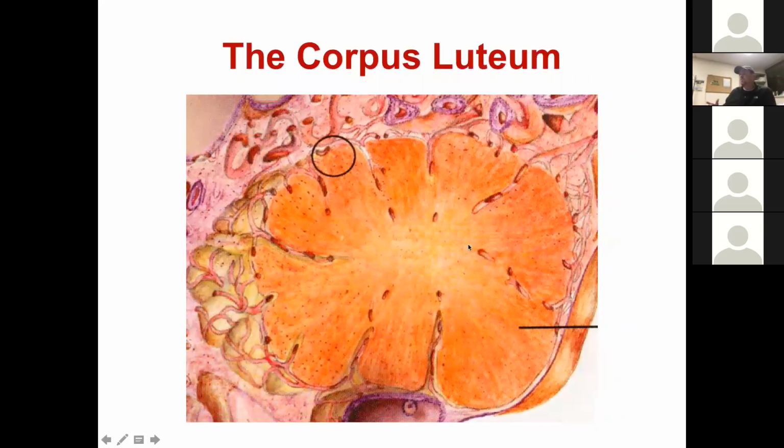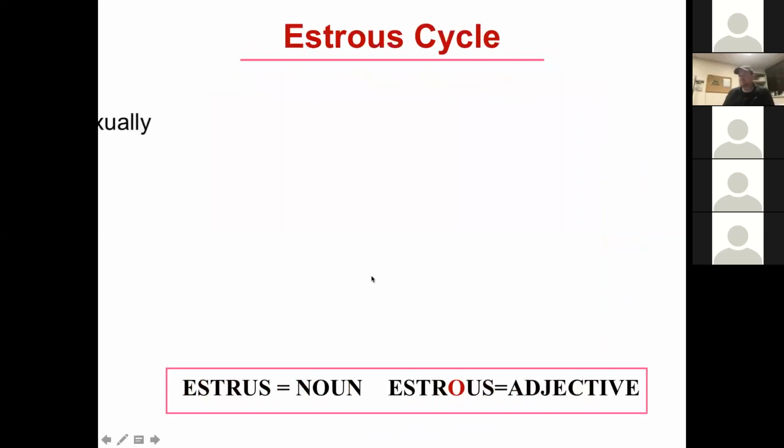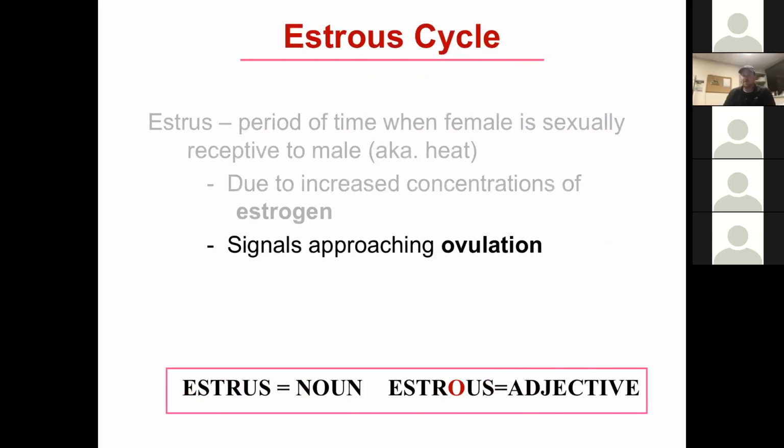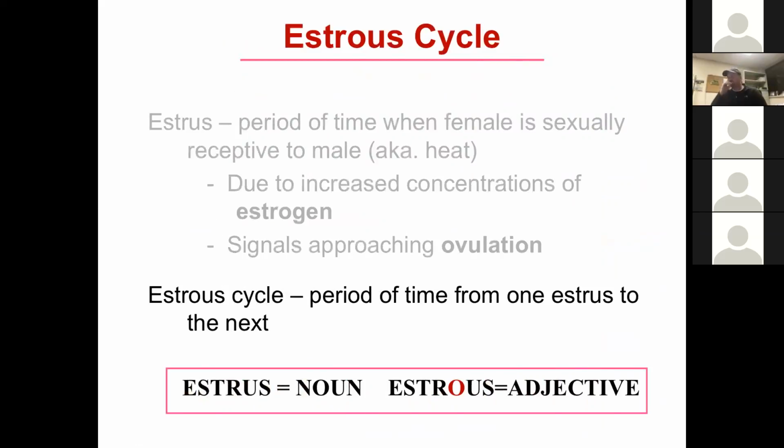So this is the corpus luteum. Once she ovulates, this schematic is representing the cavity that it left. And so it's going to fill in with a blood clot that quickly turns into this corpus luteum. And this tissue here is what's producing progesterone. Okay?